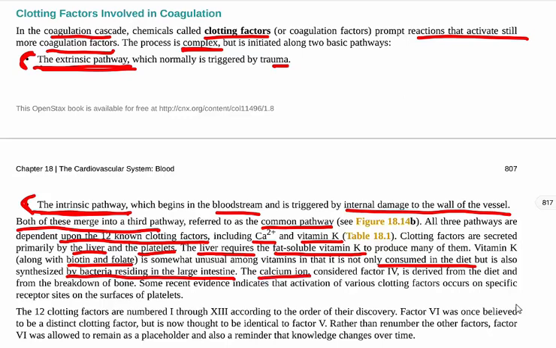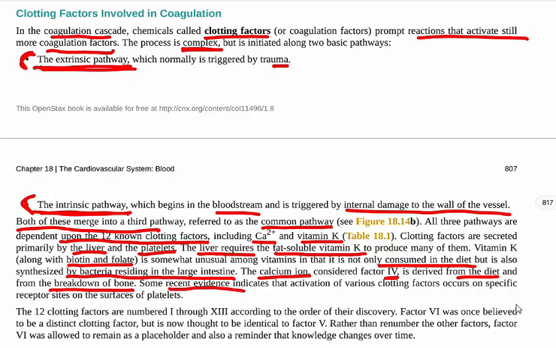The calcium ion is considered factor 4 and is derived from the diet. Right, so making sure that there's plenty of calcium is important, not only for building up bones, but also for clotting factors. And if there isn't enough in the diet, if there isn't enough floating around in the bloodstream, then we're going to pull it from the bone, from the breakdown of bone, in order to make clotting factors.